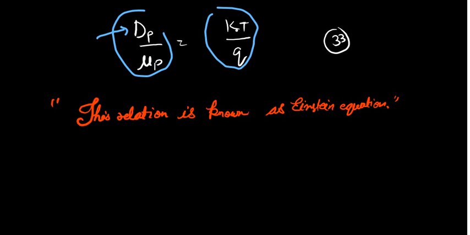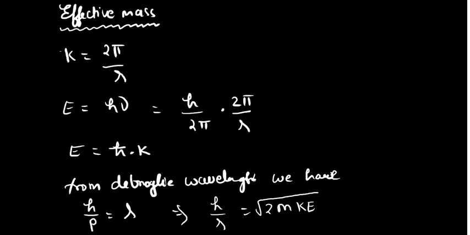So let us discuss effective mass. Let us define some terms. k is a wave vector which is given by 2 pi upon lambda. Similarly, we can write k equal to 2 pi by lambda. So E, which is h nu, can be written as h upon 2 pi into 2 pi upon lambda.